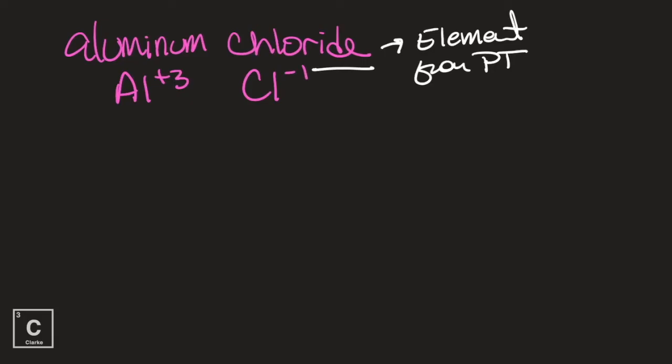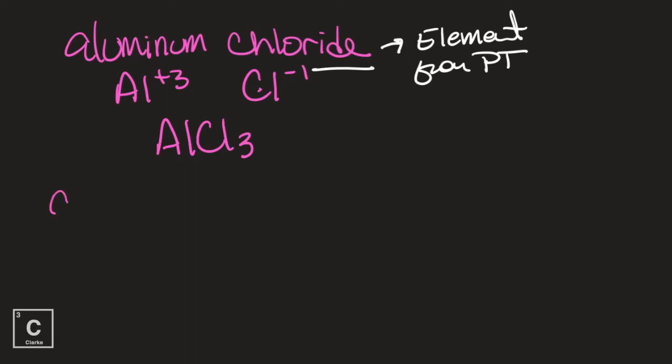So if we're looking at this, we're just going to logic through it. The positive side is worth a +3, and the negative side is worth a -1. How many negatives will it take to equal the positive? This one is as straightforward as the one we worked before. It is going to take 3 chlorines. So our formula is AlCl3.